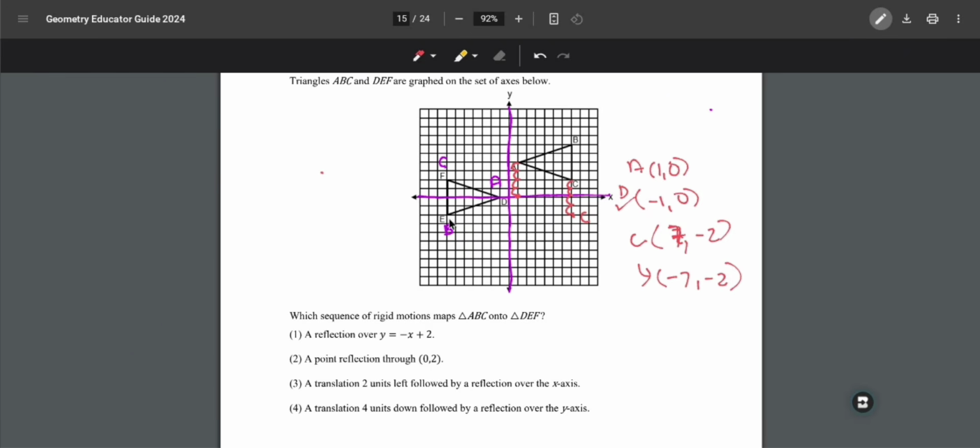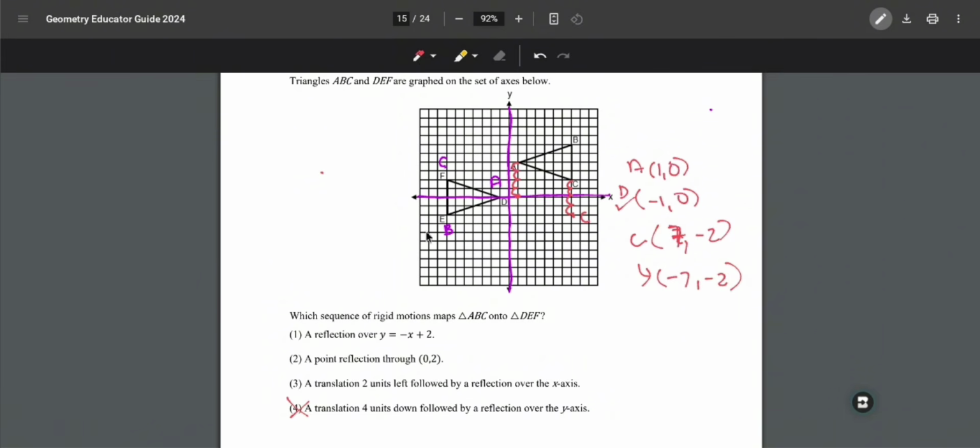But remember that point E does not align with point C. Point E aligns with point B. So therefore, that cannot be my answer. If you only tested A and you see that it worked, you would say, yes, that is my answer. But that's why it's important to test more than one point whenever you're doing these rigid motions.